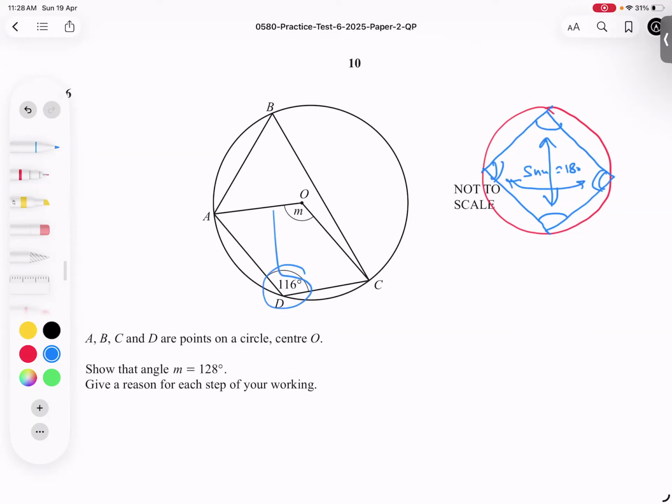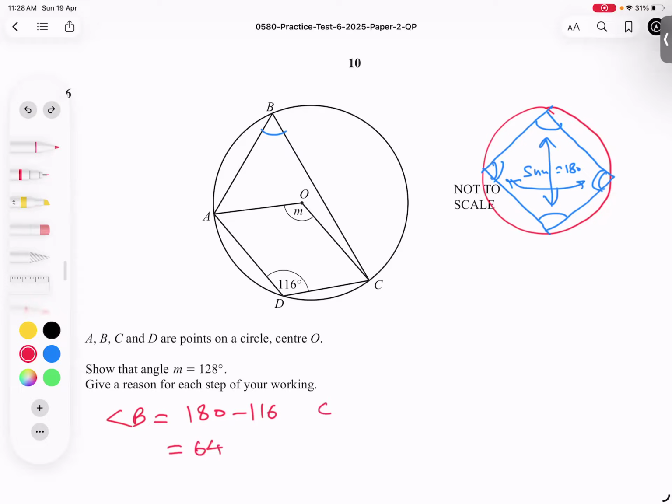So this is 116. How to get this angle? I call it angle B. Angle B is equal to what? I call it 180 minus 116. And out of 8, 1 gone. So I got out of 7, we got 64. And what's the reason?